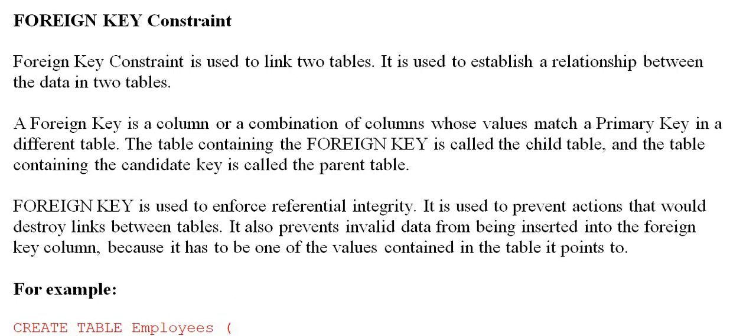So foreign key constraint is used to link two tables. A foreign key is a column whose values must match a primary key in a different table. The table with foreign key is called child table, whereas the table with primary key is called parent table. And we use foreign key to enforce referential integrity. If the link is established between two tables, we need to enforce the integrity rules.